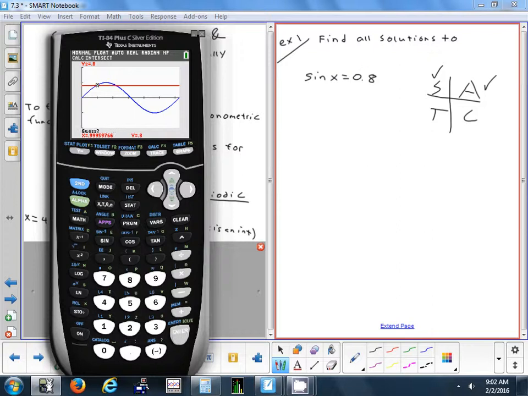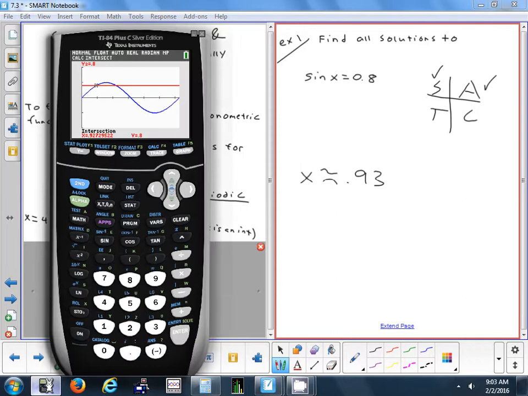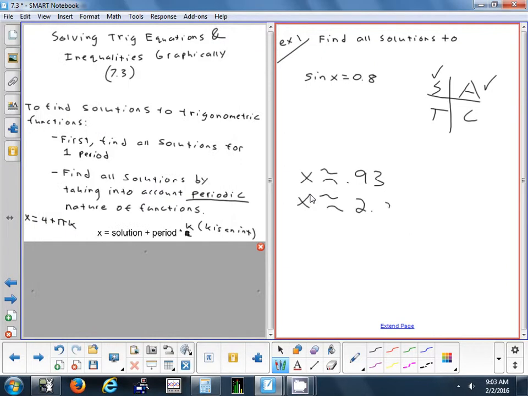Here's our first solution. We'll just say x is about 0.93. Now if you wanted to use the trick we know, because we're going to be in quadrant 2, you could subtract that from 3.14. That's your other answer. Or just do the intersect all over again. 2.21? Yep, 2.21. You can do it either way.